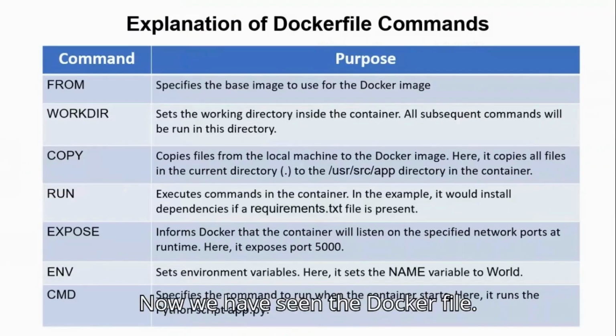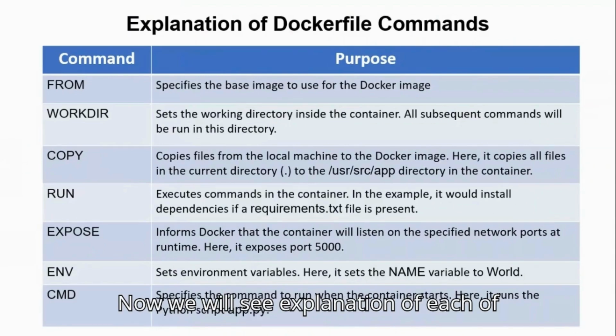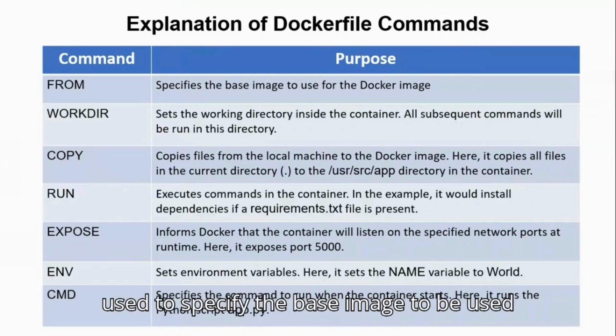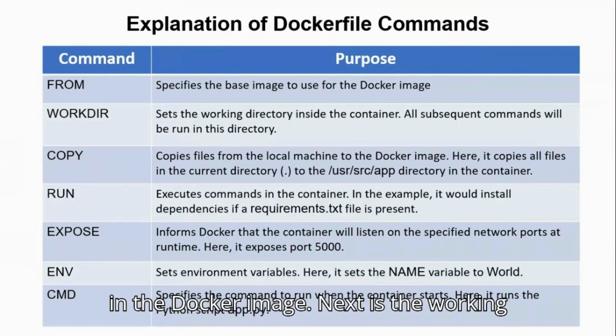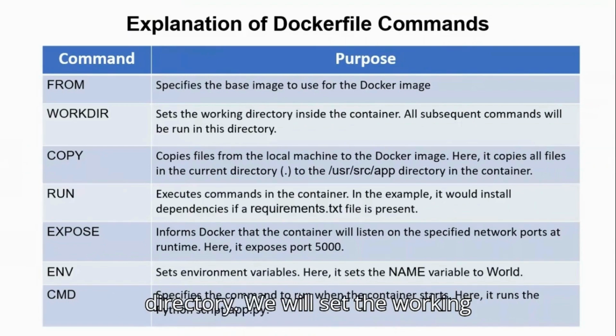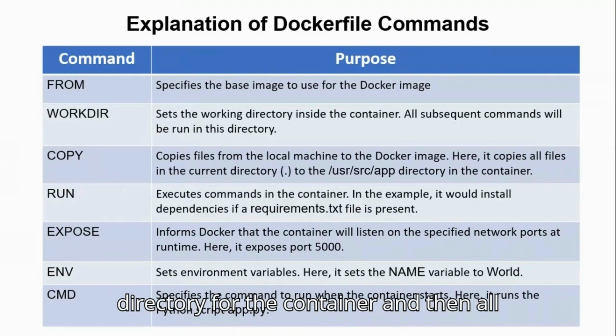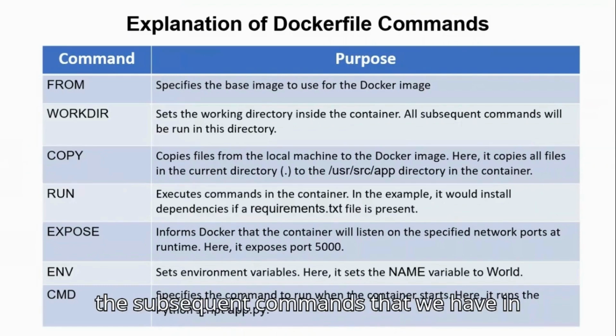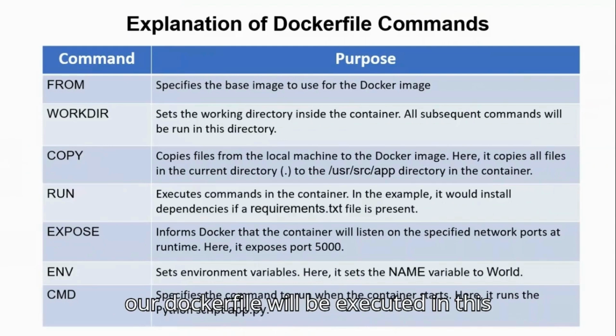And now we have seen the Dockerfile. Now we will see an explanation of each of the commands in the Dockerfile. As explained, FROM is used to specify the base image to be used in the Docker image. Next is the working directory. We will set the working directory for the container, and all the subsequent commands in our Dockerfile will be executed in this working directory. Next is COPY.